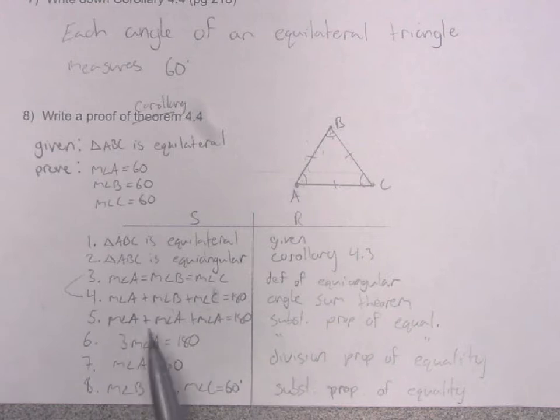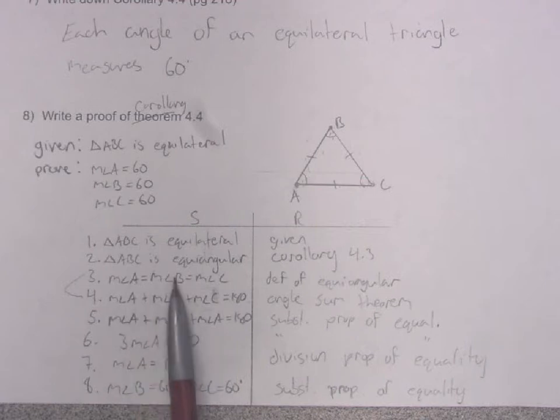So now I have the measure of angle A plus the measure of angle A plus the measure of angle A equals 180. Now that seems a little silly, but we're going to be able to figure out what the measure of angle A is using some algebra. So I'm substituting in that step. I replaced the measure of angle B with the measure of angle A because they're equal to each other. I replaced the measure of angle C with the measure of angle A because they're equal to each other.